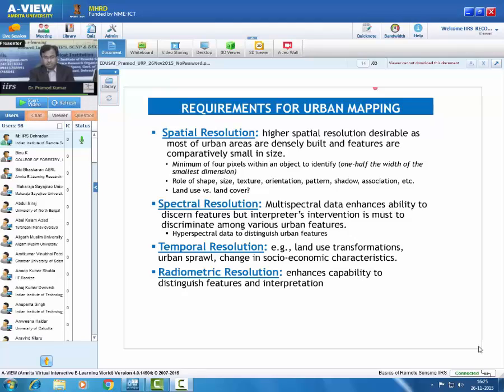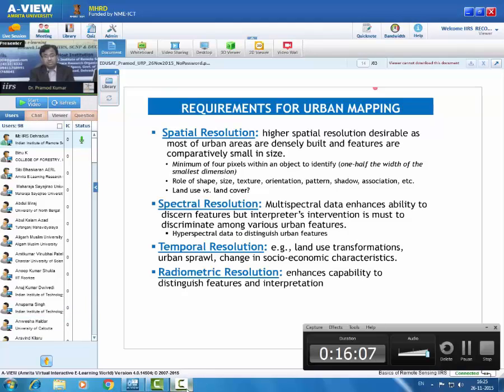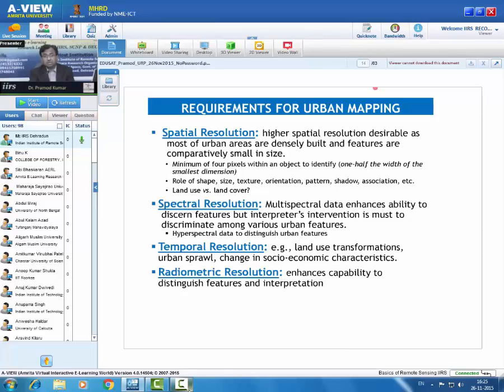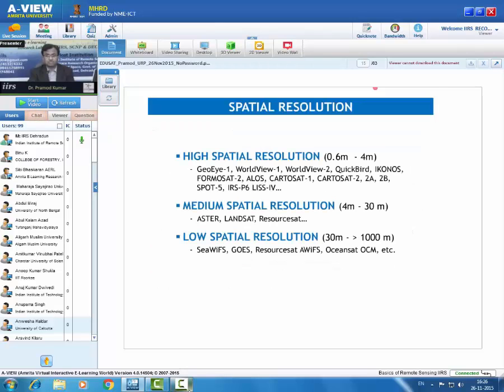Now we have temporal resolution, which has high relevance in urban planning, because we have to understand the land use transformation. When cities are growing, after all, it requires land, and the land comes from the surroundings or within it. This land use transformation one can readily understand using remote sensing data, and this can help us understand urban sprawl growth, and also prospective urban growth modeling. Radiometric resolution also has some relevance in urban mapping, because it helps us differentiate between the features.